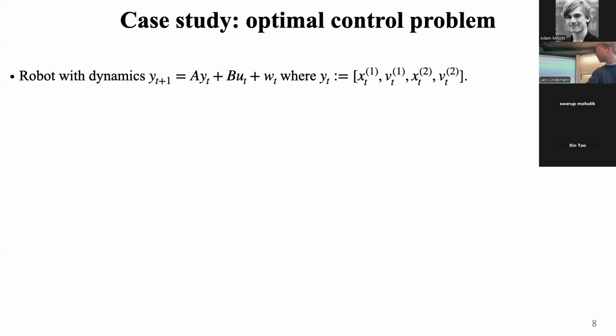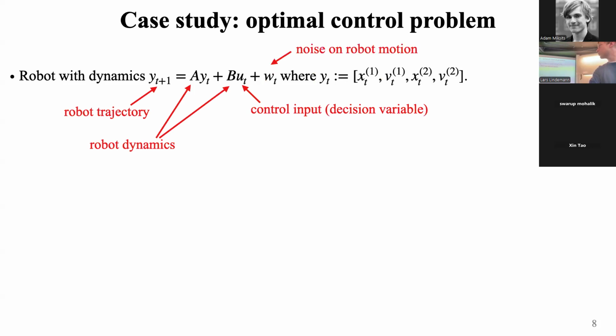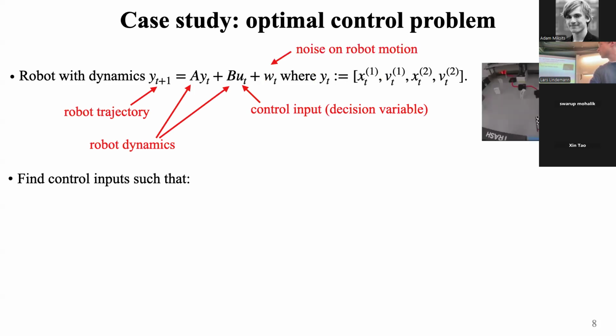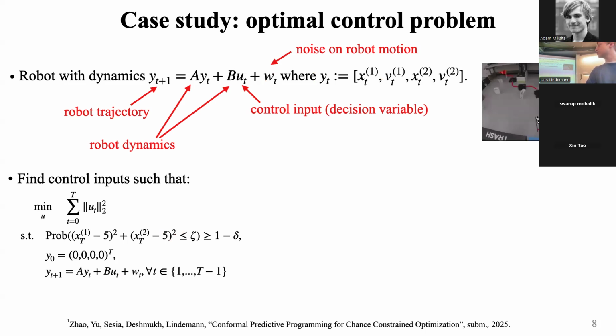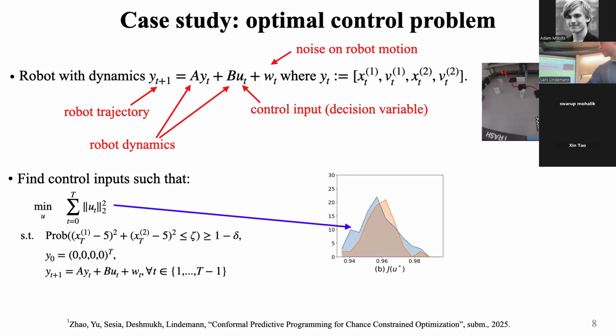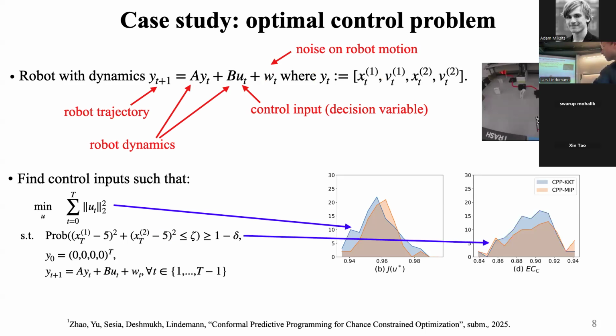Small example, we have a case study here. We have a robot with linear dynamics and the control input, and some noise on the dynamics as well. And we want to find control inputs to reach some region with probability. So a fairly simple example. We evaluated the cost function for two different encodings, using this bi-level formulation and the KKT conditions, as well as the MILP encoding, and they roughly give the same results. And then we also looked at the empirical coverage, which was around 90%.